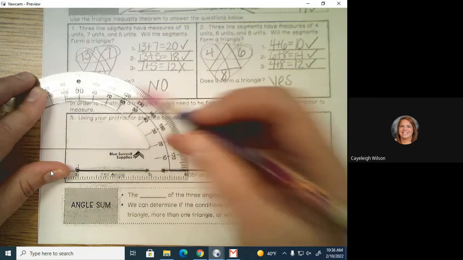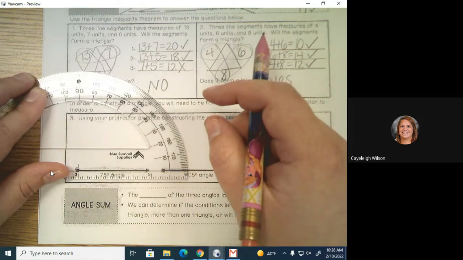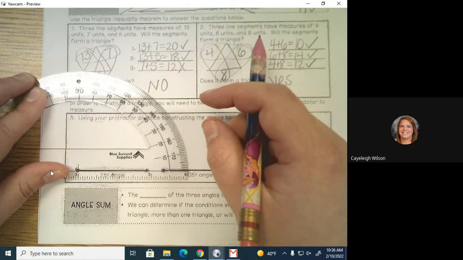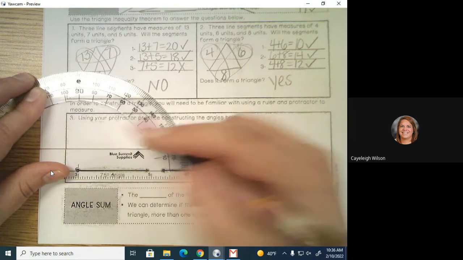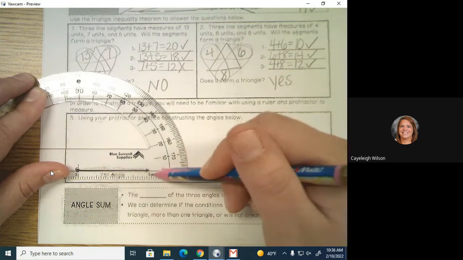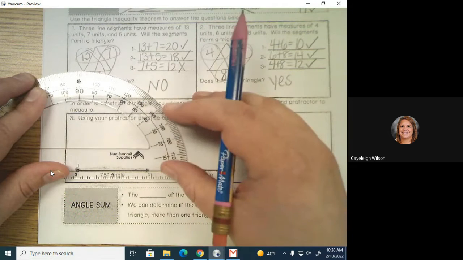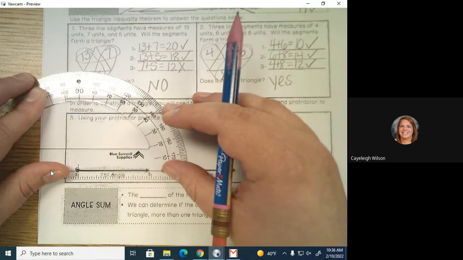Oh, the dot is like sealed. Oh, you're talking about, oh, there's a dot down here. We're doing the dot on the bottom that has the line. And we're doing 75 degrees.